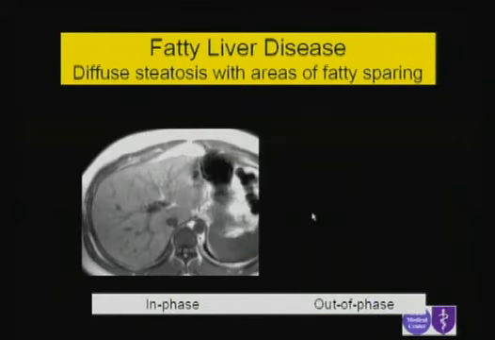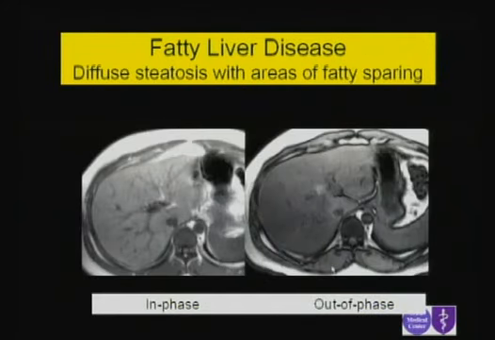Another case here in an out-of-phase image showing you also diffuse decrease in signal with some areas of fatty sparing in the caudate lobe and around the portal vein, typical appearance.